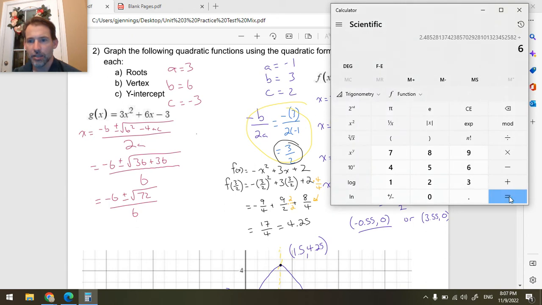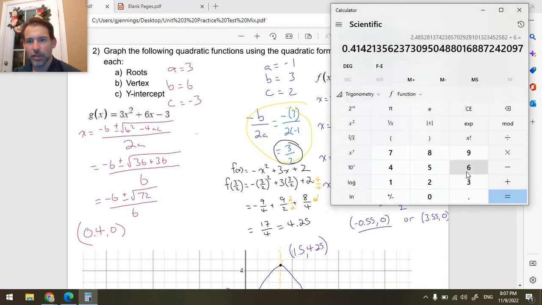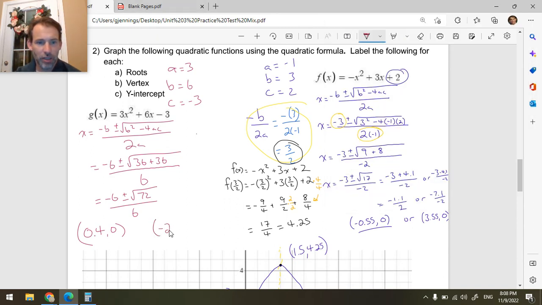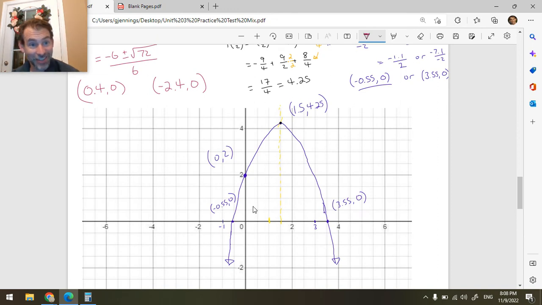Divided by 6 equals, so 0.4 is one of them. 0.4 is one. And let's find the other one. -6 minus 72's square root equals that. Divide by 6 equals -2.4. So let's go ahead and graph these 2 points. That was faster this time, eh? When I talk a little less.